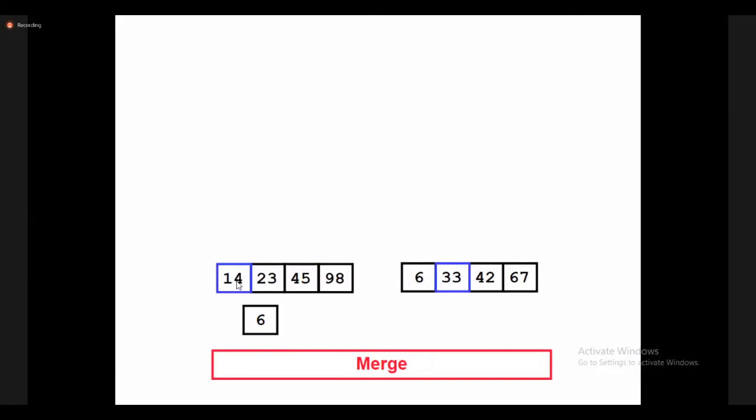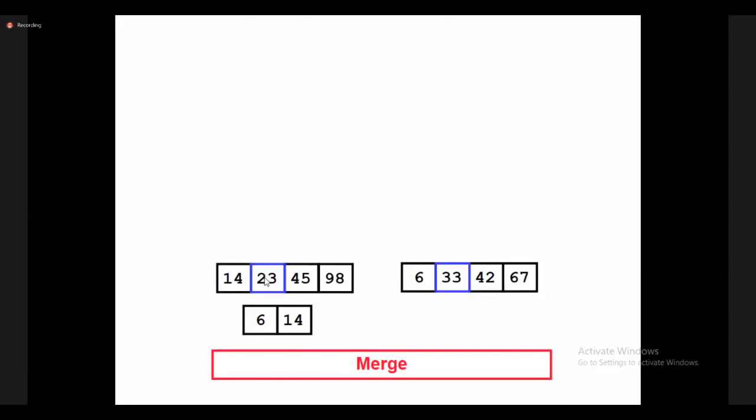Next, again L of I, the zeroth element, and R of J are compared. So here L of I is less than R of J, so the L of I value moves to the array of K. So 14 moves to the sorted array. Now the I value is increased by 1, I plus plus.